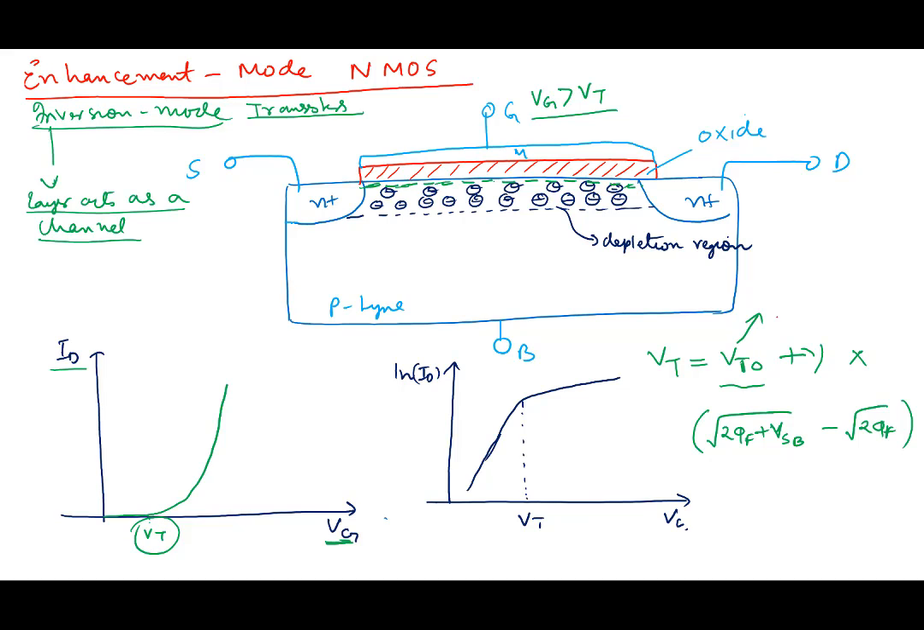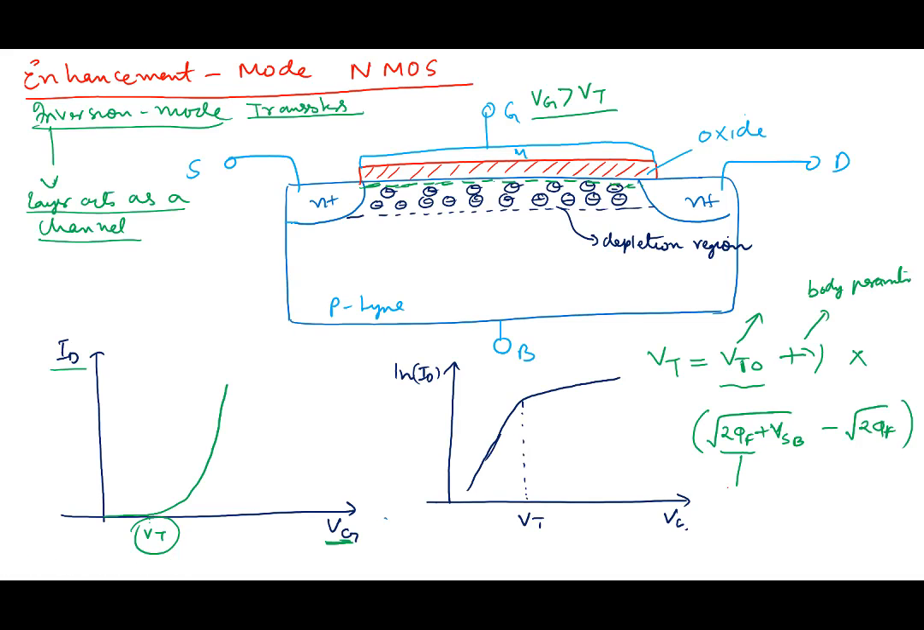Once you choose a particular kind of MOSFET, VT0 is fixed. Gamma is called the body parameter. It's also fixed. 2 phi f is also a fixed quantity. It may vary with temperature, but is a constant. 2 phi f is called the surface potential, but it's a constant term. And the source to body voltage is something that you can apply. This is under your control. So what it says is that if you apply, normally let's say the source is ground.